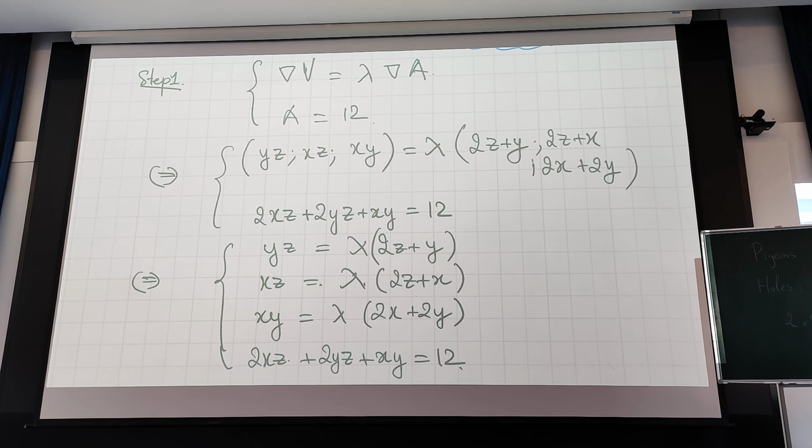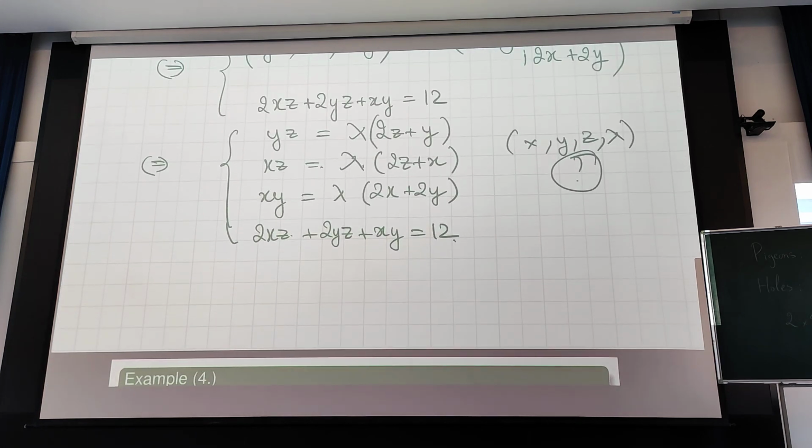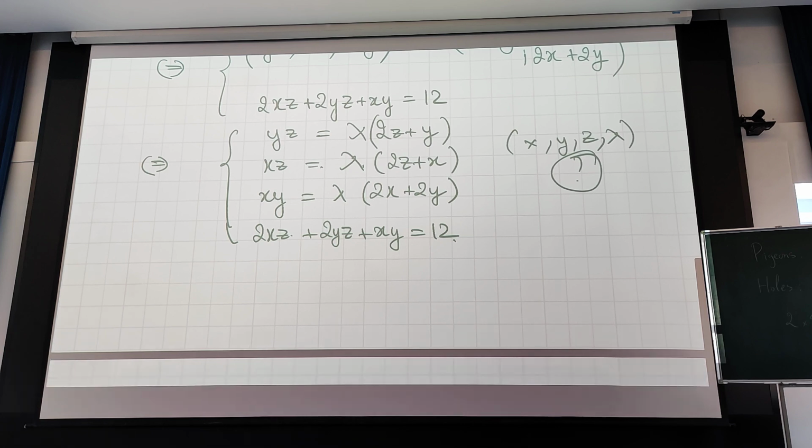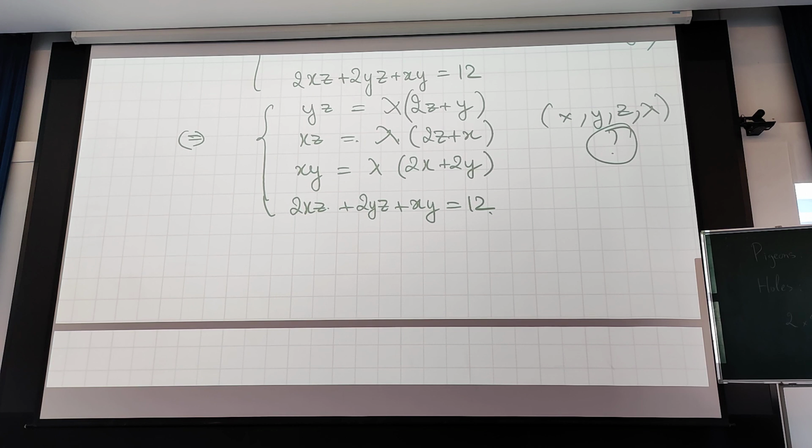Okay. So you see we have a system of four equations with four variables x, y, z, and lambda, and we want to find the values of x, y, z, and lambda. Okay. So let's try to solve this system of equations. How to do it?